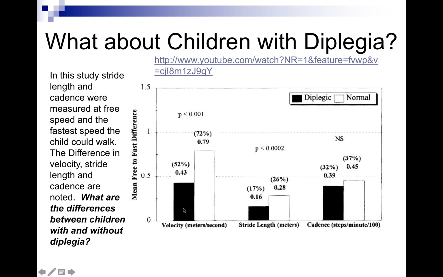But now if we look at the cerebral palsy children, or the children with some motor problems in their limbs, we can see immediately that they can't increase speed as much, and that their cadence is relatively similar. They're increasing 0.39 versus 0.45, roughly similar. But their ability to increase stride length is quite limited, significantly less than that of the healthy children.